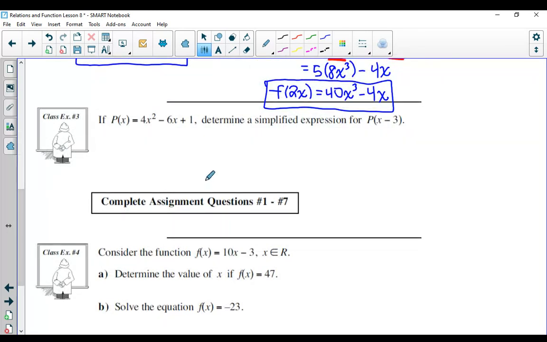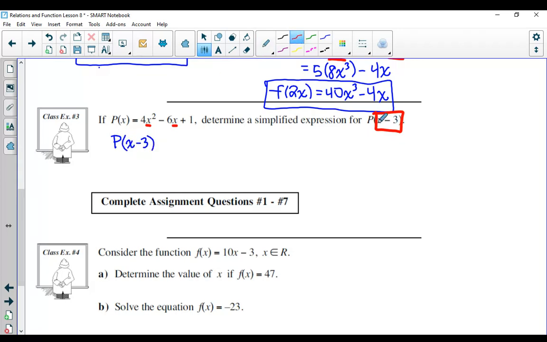Okay, 3 says if p of x, so again, you don't have to use f for the name of the function all the time. You can use whatever letter of the alphabet you want. Usually you see f of x, g of x if you have a second function, but you could have p of x as well. It says if p of x is 4x squared minus 6x plus 1, determine a simplified expression for p of x minus 3. So what I'm going to do is replace this x with x minus 3, this x with x minus 3, and I'm going to do it in brackets. So I'd have p of x minus 3.